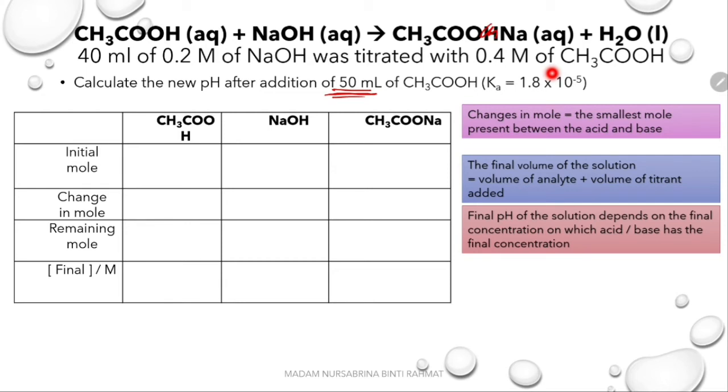Okay, so for this new pH, you're going to use the Henderson-Hasselbalch equation, which is pH equals pKa plus log of the concentration of salt over weak acid. Okay, so first let's calculate the initial mole of my ethanoic acid. So now I have 50 milliliters.